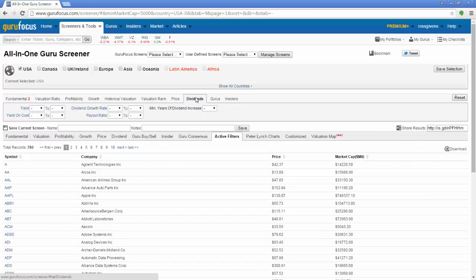Now we're going to select the dividends tab. Notice there's not a lot of drop downs here because there's not really a lot you have to specify when searching for those yields.